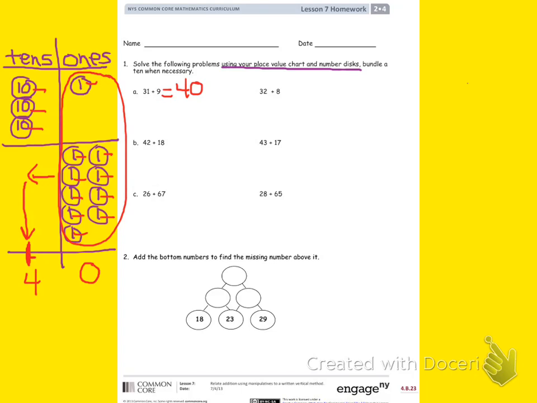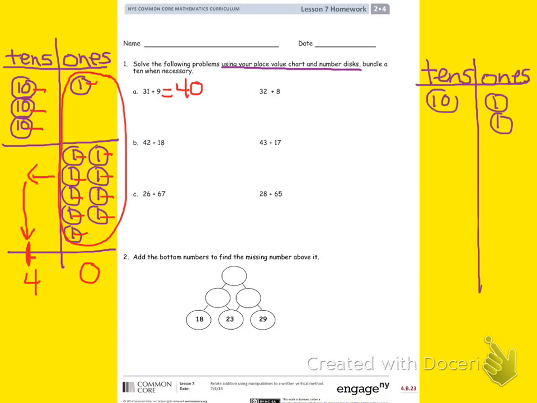Now let's look at item B, because I think you can do 32 plus 8 using the same technique I just showed you. So item B, 42 plus 18. Here's my place value chart, labeled 1s and 10s. First, I'll draw 42. There are 2 1s in 42. 1, 2. And 4 10s. 1, 2, 3, 4. All right.